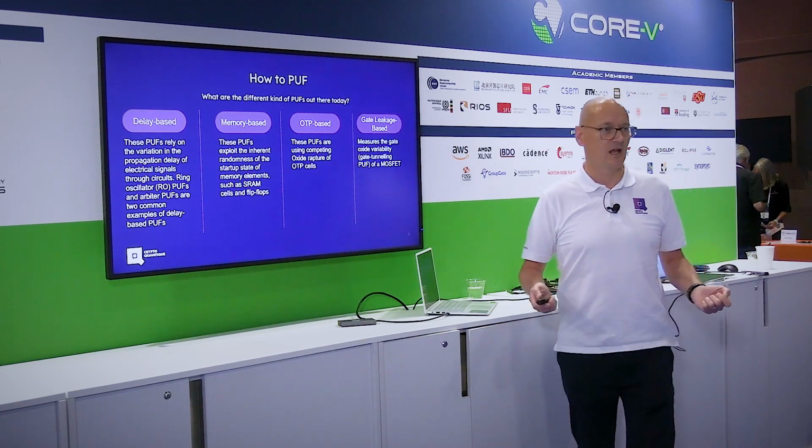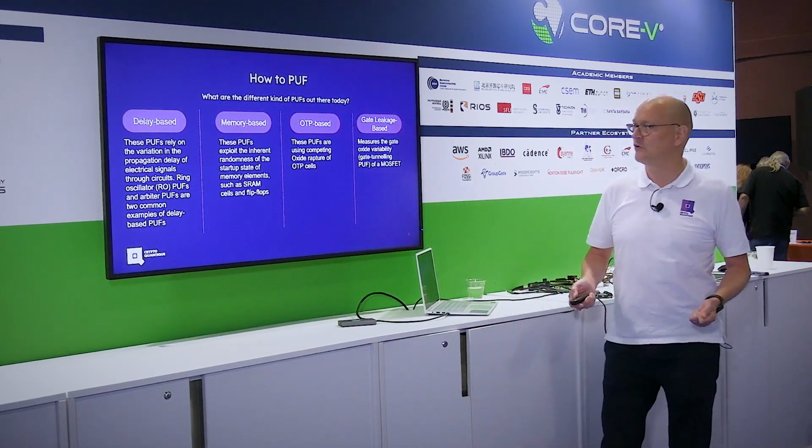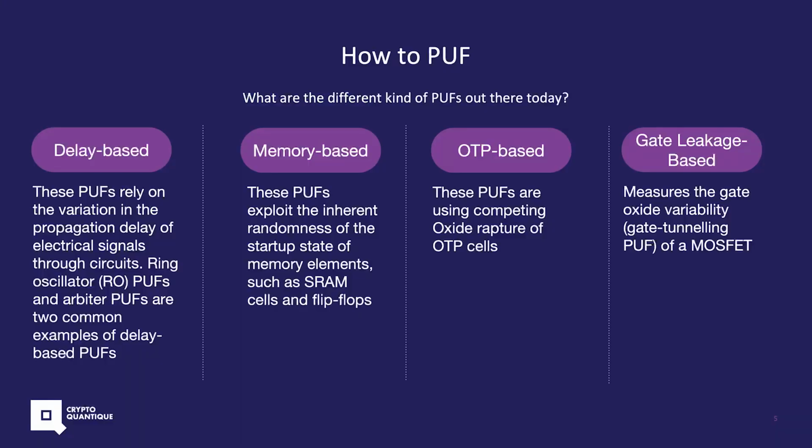So how do you PUF? How do you get your string? You can use delay-based technologies, or memory-based using SRAM or OTP. We also classed OTP and flash in the same group. You can rupture some cells and use that to give you your source. Or in our own QDID, we measure leakage currents on an array of transistors to get that source.